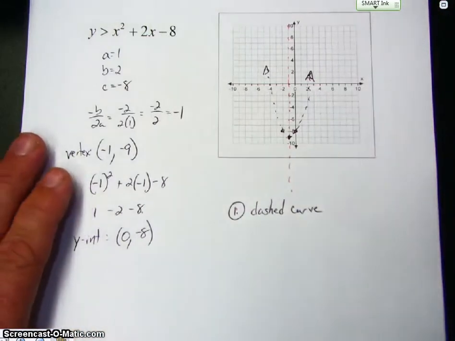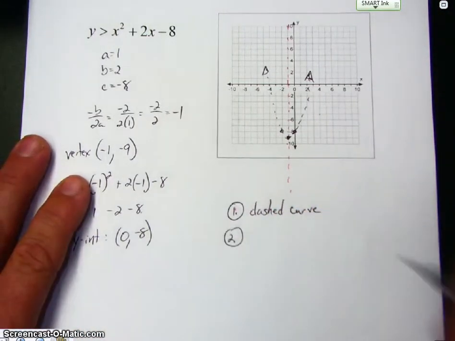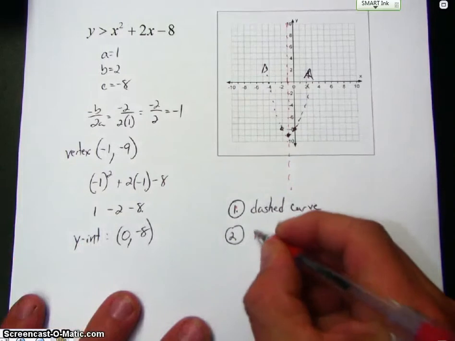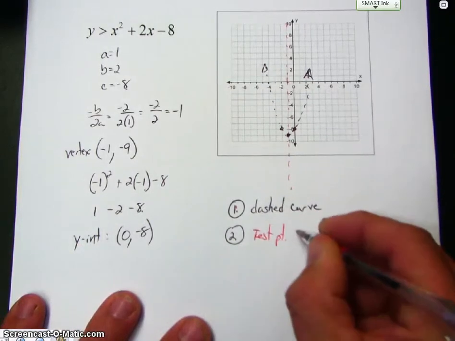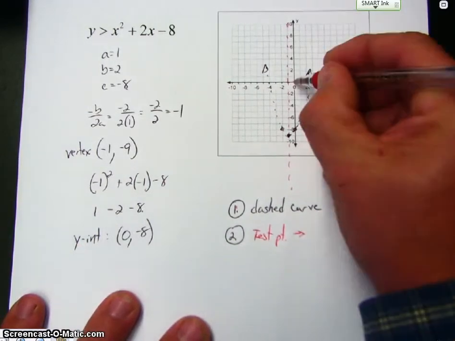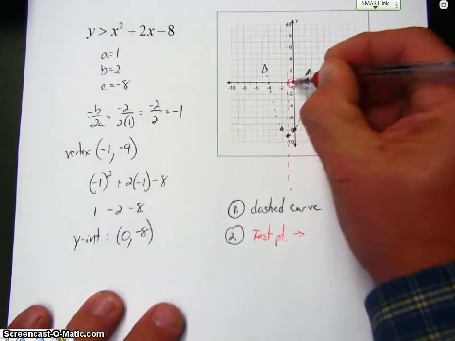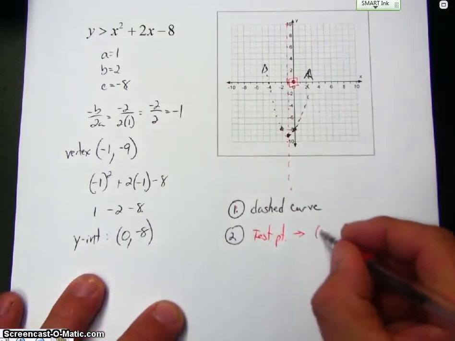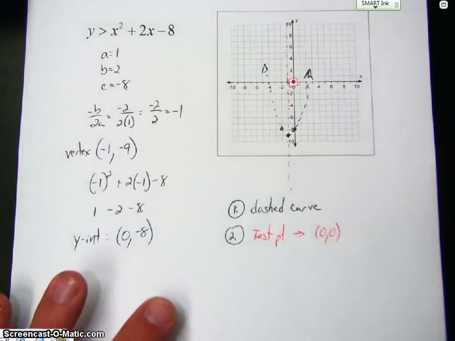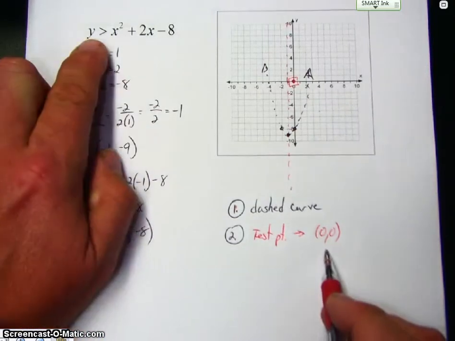Okay. Now I work on shading. All right, so my test point, I'm going to use the origin. Right, so there's my test point. I mark it there. So I'm going to put 0, 0 as my test point. So I'm going to plug 0 for y.